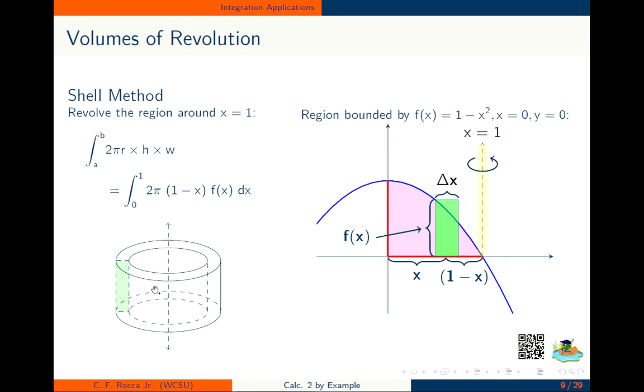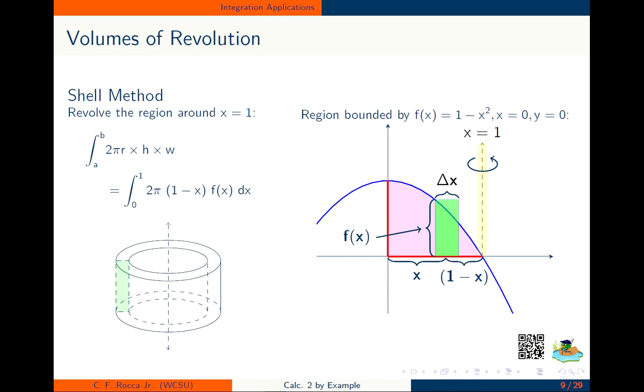and not a washer problem. The other way I know that this is a shell method problem and not a washer problem is because all my rectangles are parallel to the axis of revolution. So if I look at the height of my rectangle, my up and down height of my rectangle, it's parallel to my axis of revolution. So that's another way that I can identify that this is a shell method problem and not a washer problem.